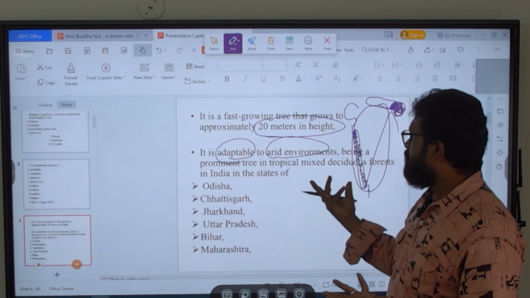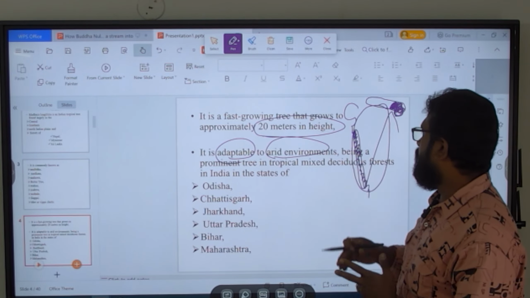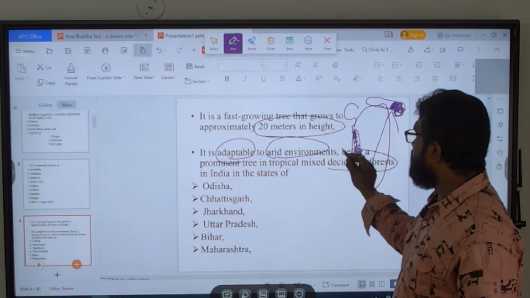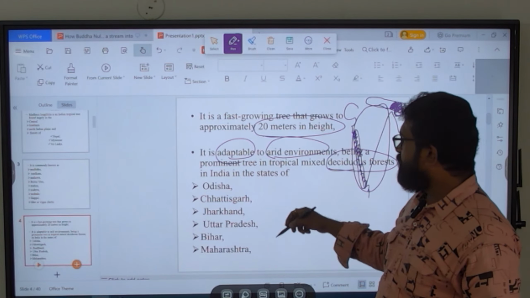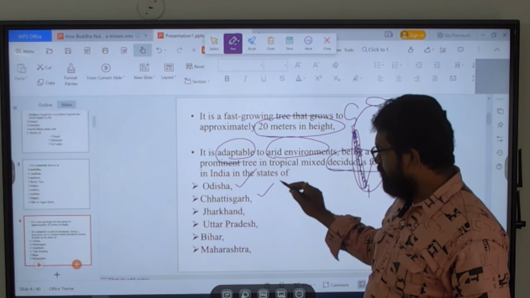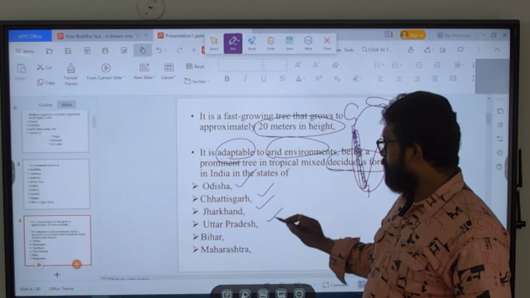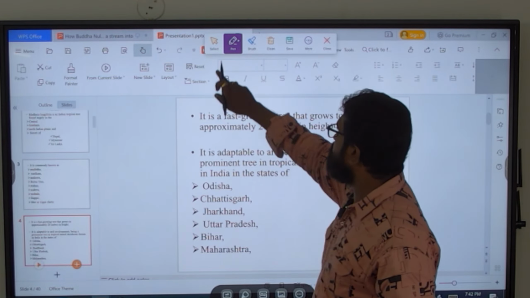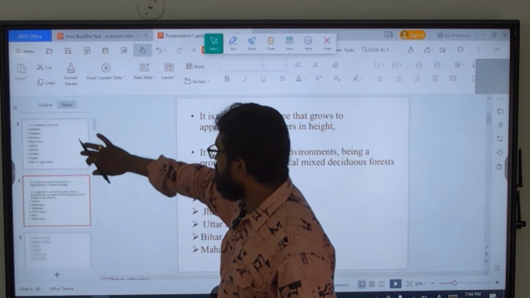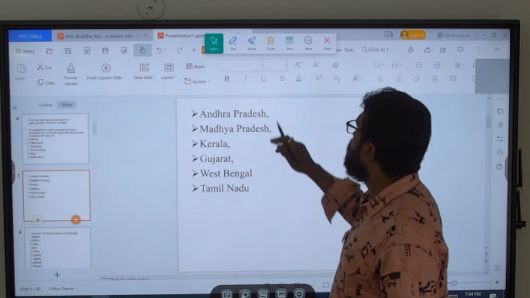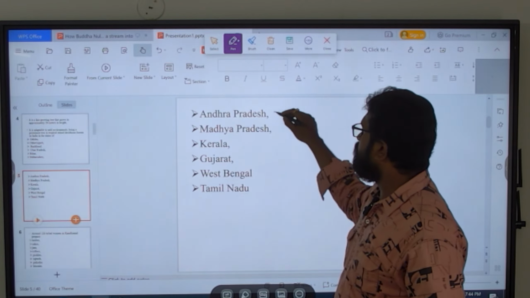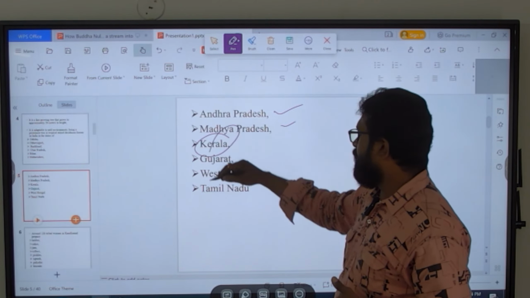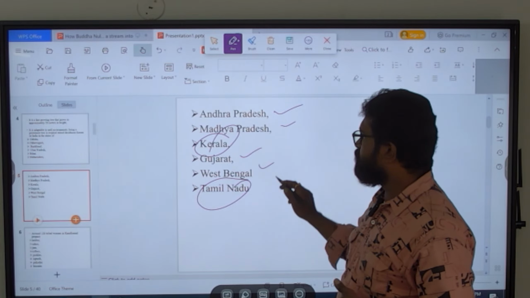This might be adaptable for this arid environment. That's why this forest, which is called deciduous forest, you see in the states of Odisha, Chhattisgarh, Jharkhand, Uttar Pradesh, Bihar, Maharashtra. So these are the places where we can find these kinds of trees. And also in Andhra Pradesh, I told you, in the southern states, and Madhya Pradesh, and also in Kerala, Tamil Nadu, Gujarat, West Bengal, all over.